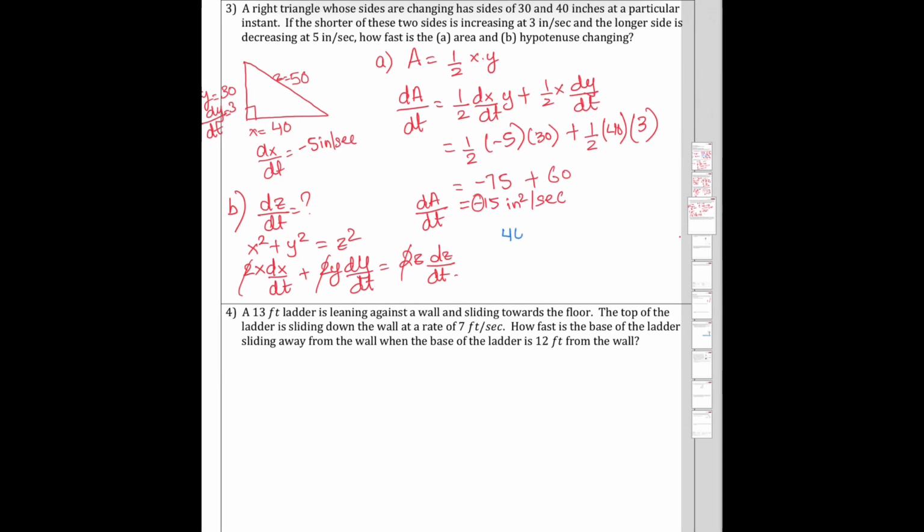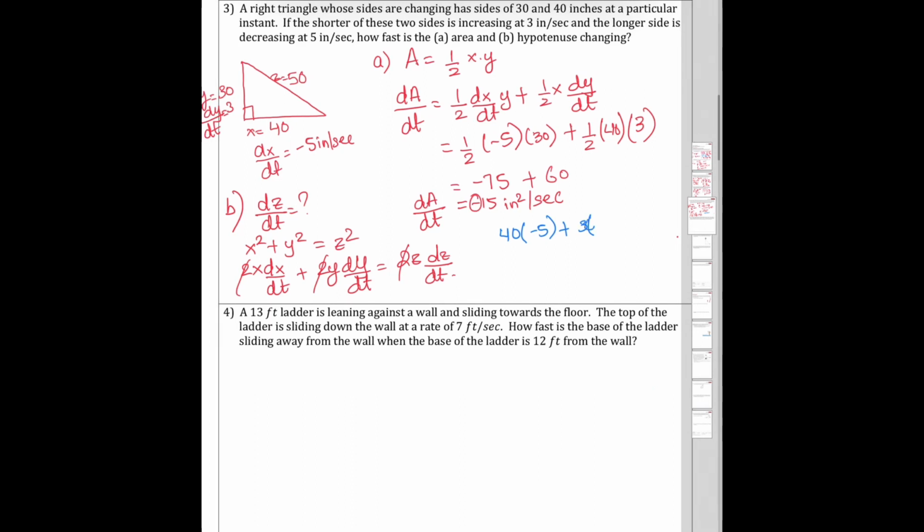I'm going to use a different color. My x is what? 40 times -5 plus 30 times 3 equals, what's my z? 50 times dz/dt. This is -200 plus 30 times 3 is 90. And I get dz/dt equals -11/5 inches per second.